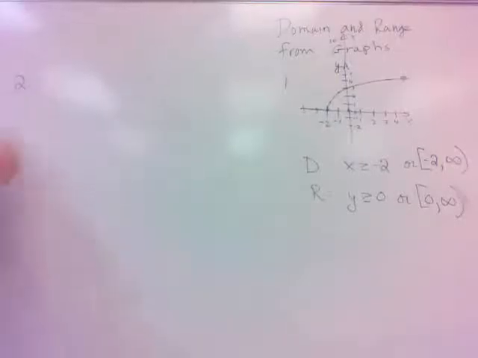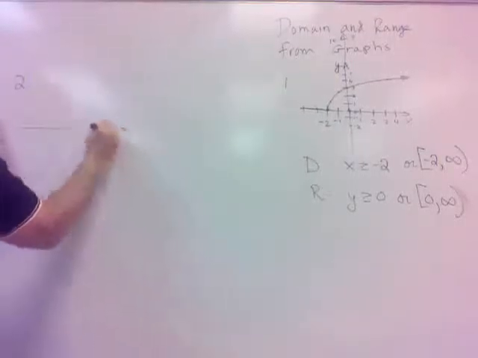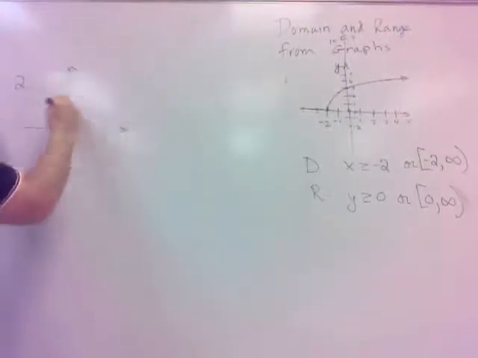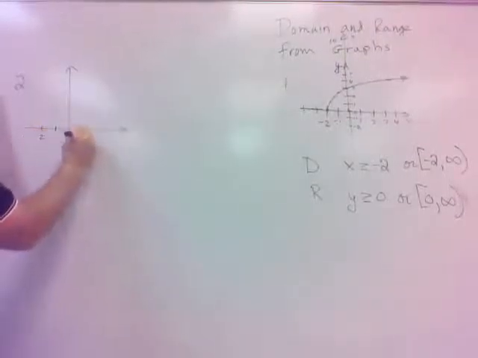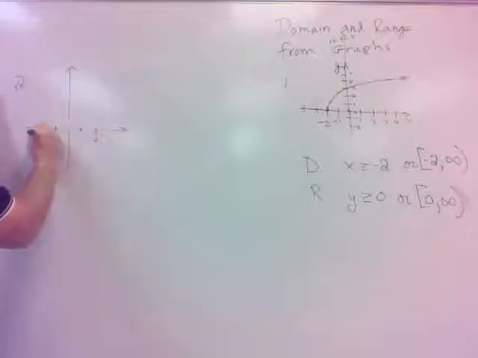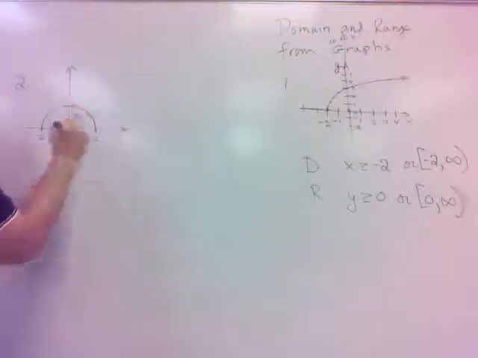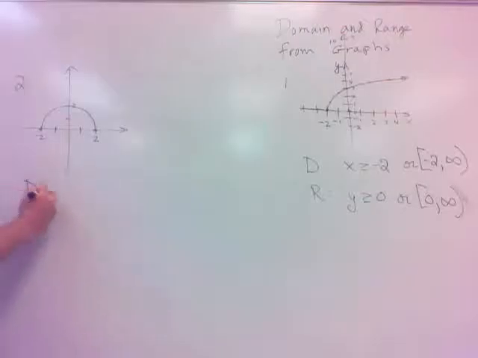All right, here's another one. Number 2, domain and range of this one. It's kind of a half circle, semicircle, so it goes from here to here, up to there. All right, so like I said, a semicircle. Starts, stops right there. Nothing further. Domain and range of that particular graph.